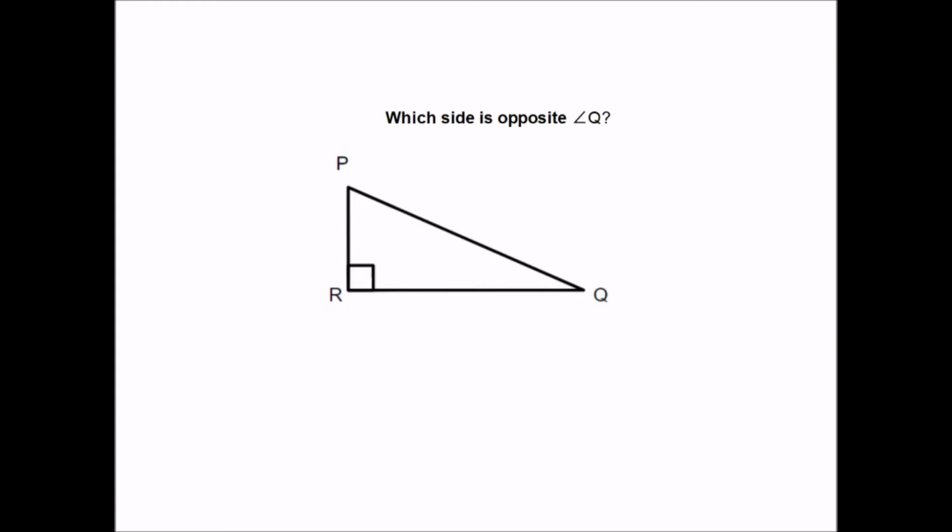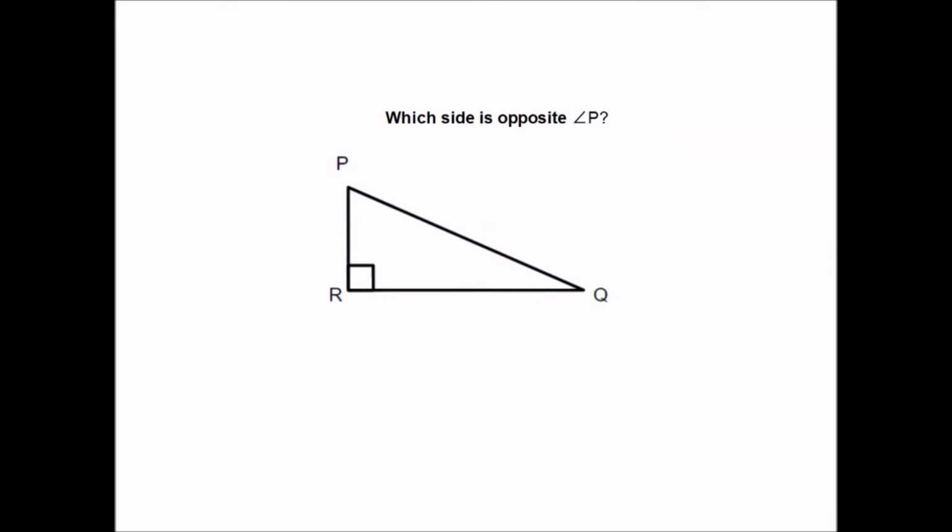This is asking which side is opposite angle Q. Again, same drawing. So this is the hypotenuse. This is our reference angle. So across from it would be the opposite side to angle Q, which would be PR. Which side is adjacent to angle Q? Again, opposite the 90-degree angle is the hypotenuse. Here's our reference angle. It's not the hypotenuse, it's the other side that makes that angle, so it would be QR.